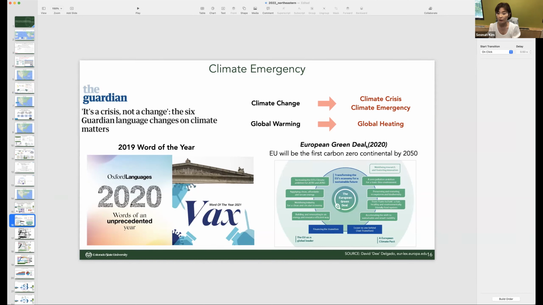Also in 2020, in the European Green Deal, the EU said they're going to be the very first carbon zero continent by 2050. So this is an ongoing project right now, and it's really important. So that's why people talk about Tesla or electric cars a lot. It's also related to the whole climate emergency vision.